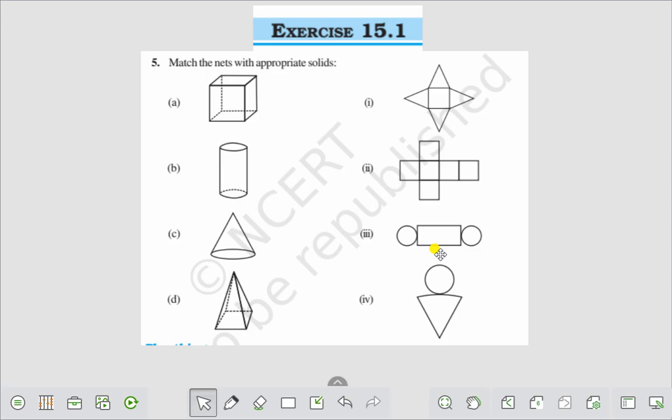Hello everyone, today I shall discuss exercise 15.1 question number 5. Match the nets with appropriate solids.